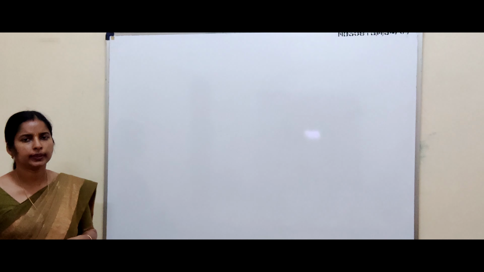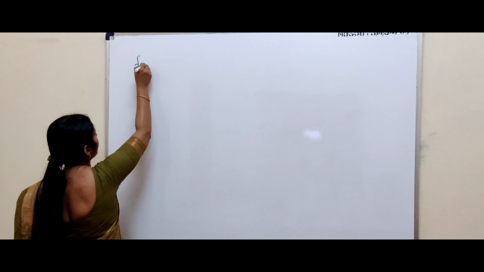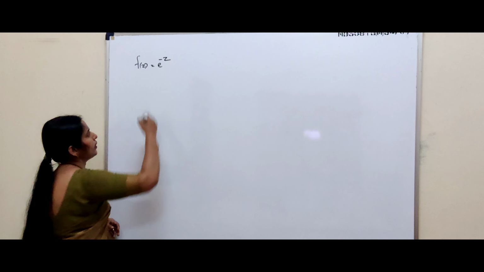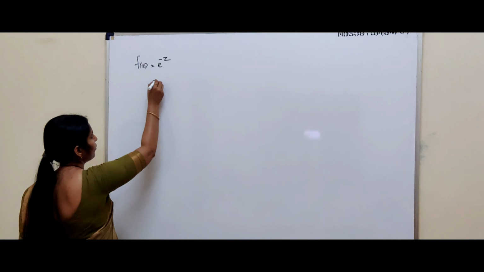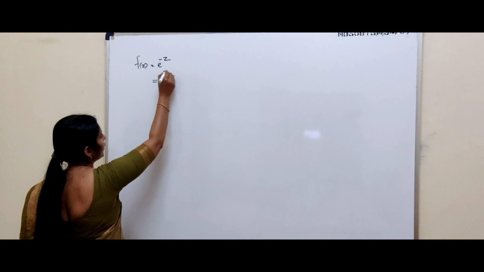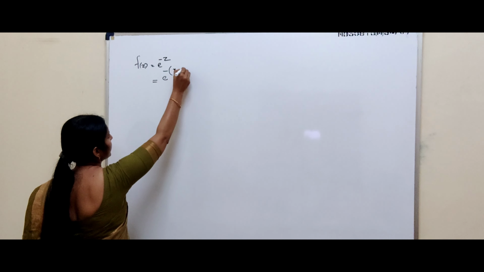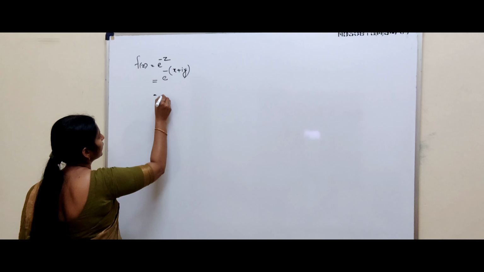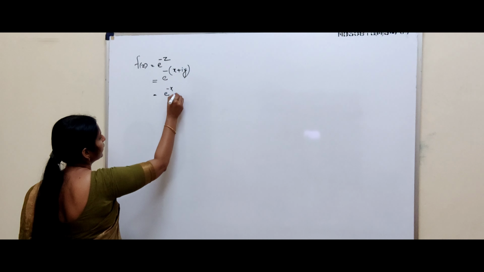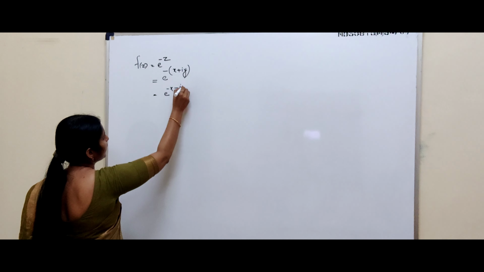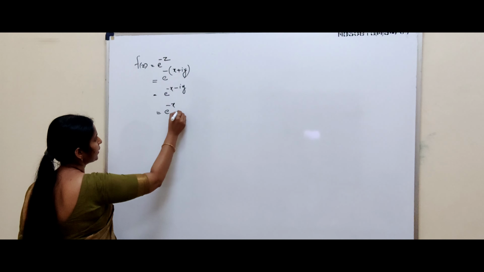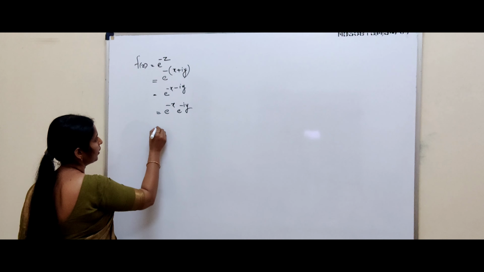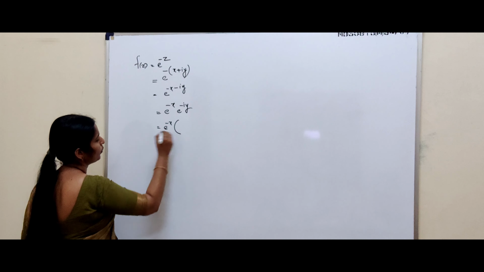Next, we have to check whether f equal to e raised to minus z is analytic or not. First, we have to express it in the form u plus iv. For that, you write z as x plus iy. So, it is e raised to minus x minus iy. It is e raised to minus x into e raised to minus iy.